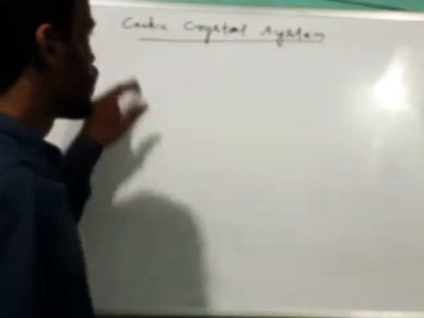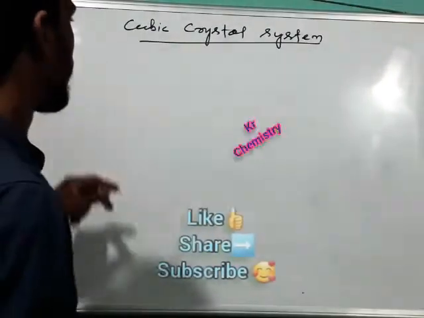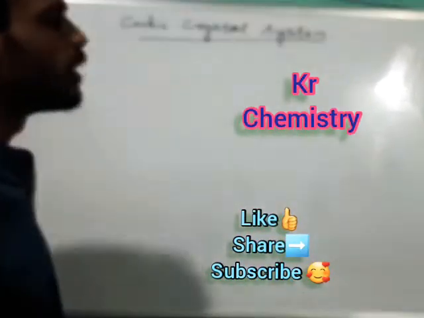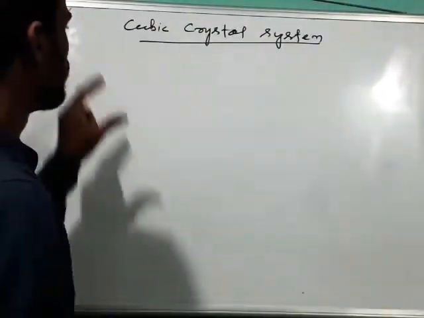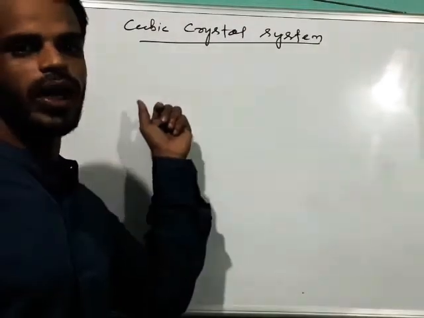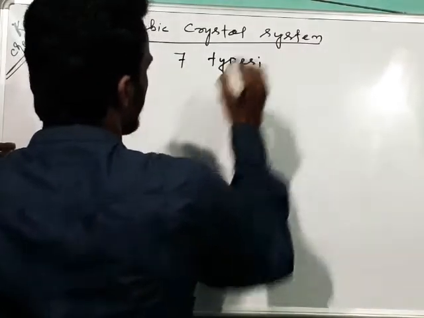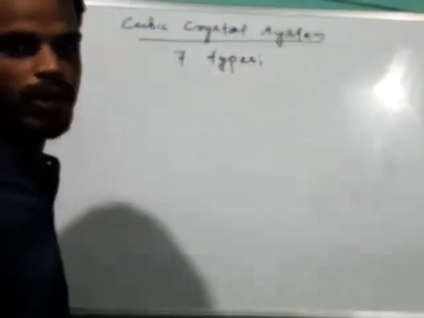Today's topic is the crystal systems. Before, we have discussed the crystal lattice, lattice point and unit cell. Now the most important part of 12th chemistry is the crystal system. What are crystal systems? The crystal system is categorized into 7 types. 7 types of crystal system are found.